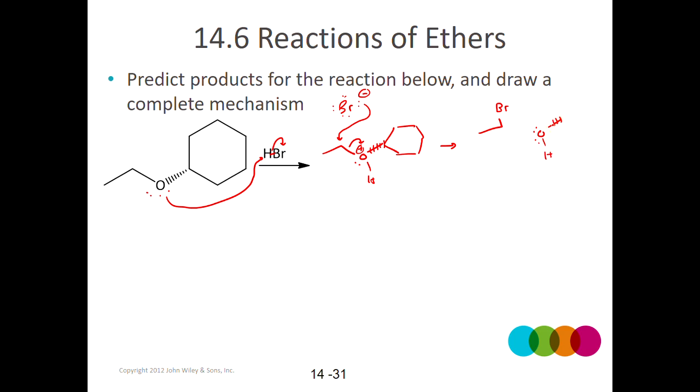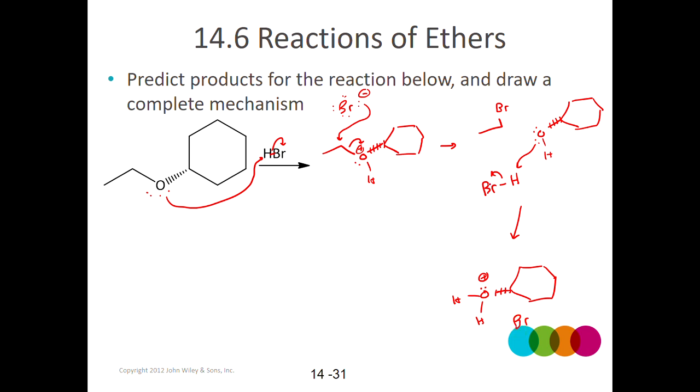So do I expect it to stop there? I don't, because there'd typically be either excess HBr or at least some HBr that hadn't reacted with the original molecule yet, and it could easily react here by protonating this. So if this oxygen picks up another proton, it already had one proton. If it picks up another one, it would become a water leaving group.